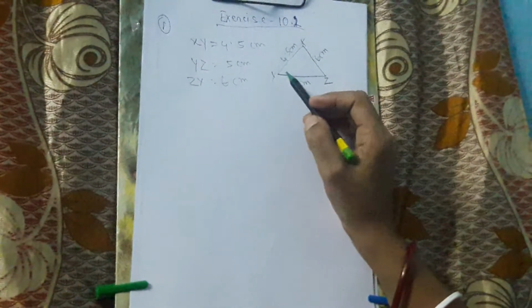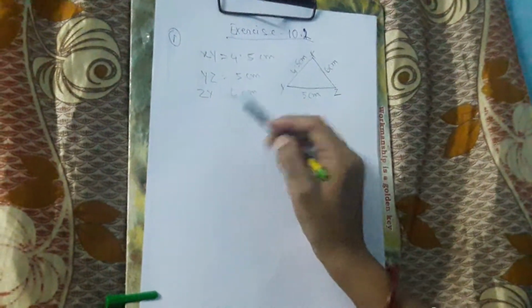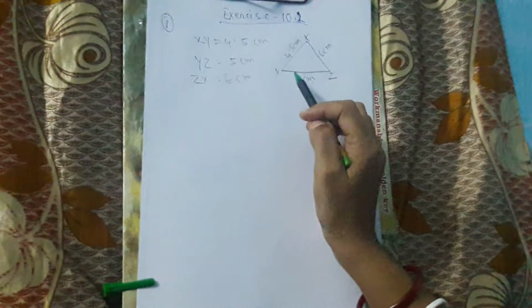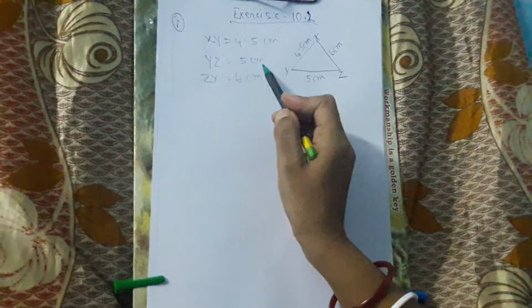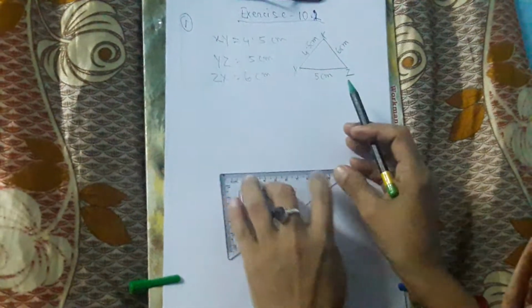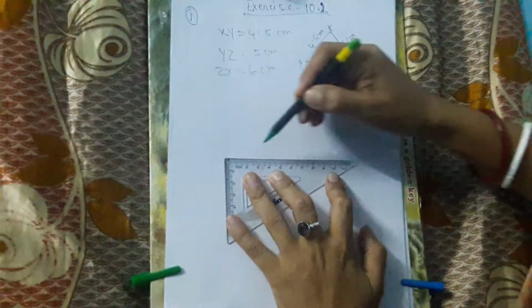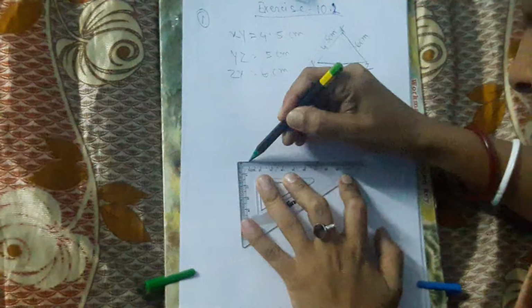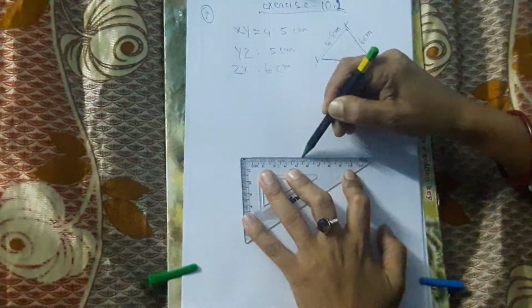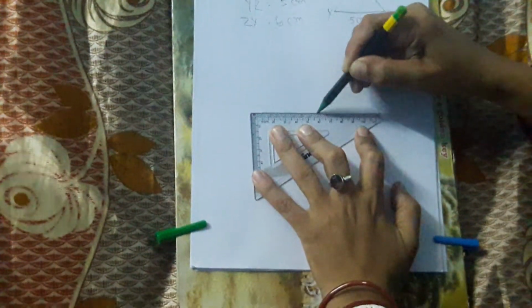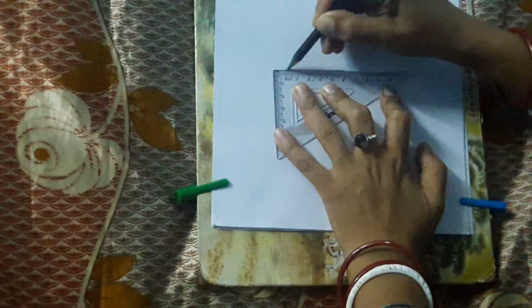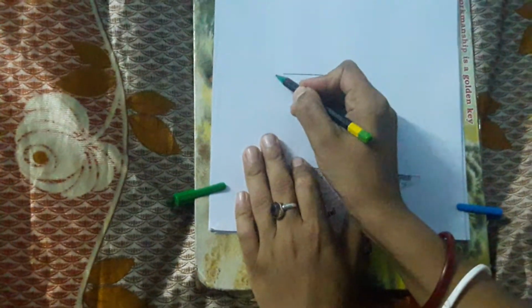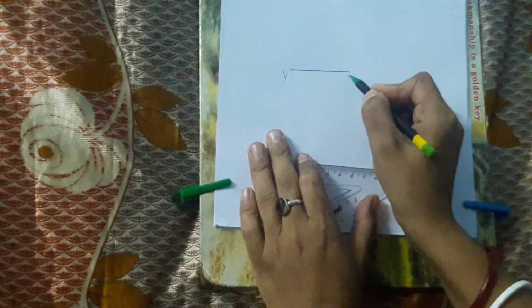Let's come with the rough sketch. Here, based on what has been given, I have gone for a rough sketch. I have taken YZ as the base, and its measure is 5 centimeter. Let's measure it. You must take the measure correctly. Put the point properly, it should be exactly 5 centimeter. And its name is YZ.